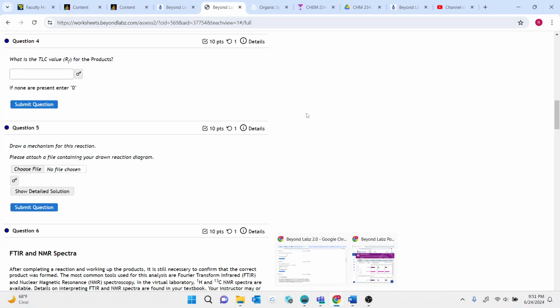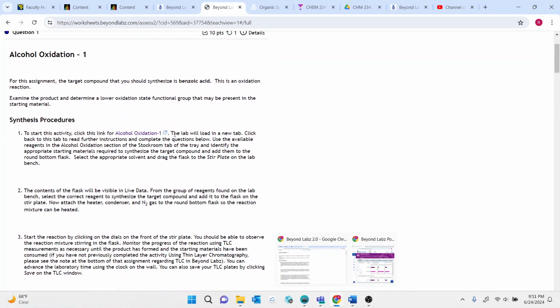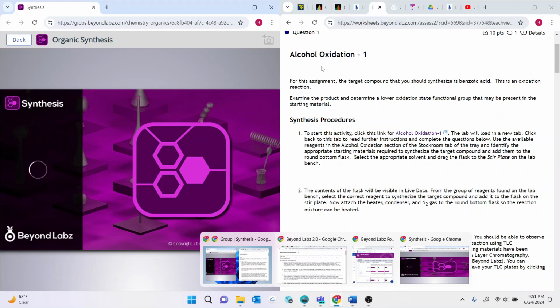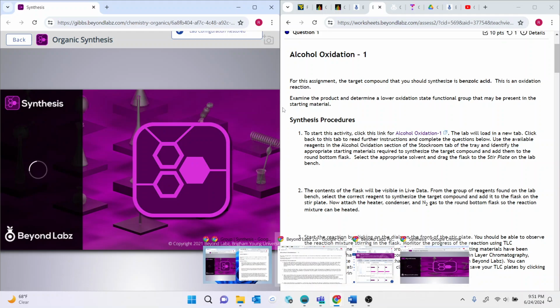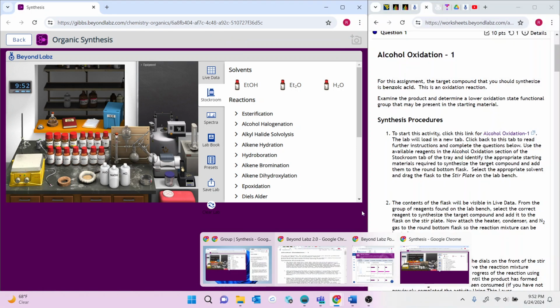So let's go ahead and minimize this over here and open a new window. You're going to go ahead and open the actual lab in a new window tab, and put them side by side like this. I'm going to have the procedure very tiny over here so that I have enough room for my lab.